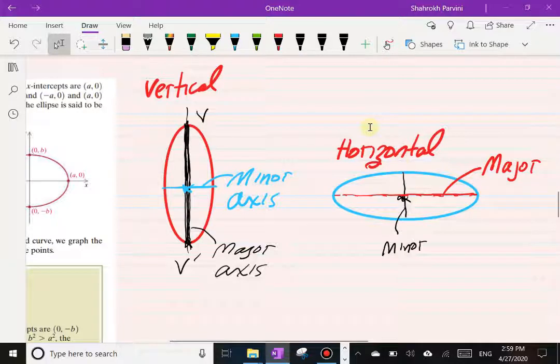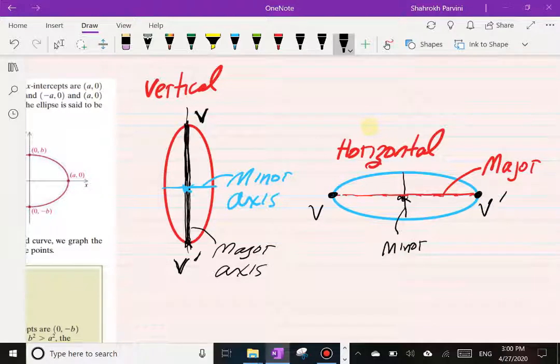Now also, with every ellipse, you have what we call the vertices. So here's one vertex, and the other vertex. In the case of a horizontal ellipse, those are the vertices, call them V and V prime. So the ellipse has vertices. Now these vertices, V and V prime, are at the endpoints of the major axis.